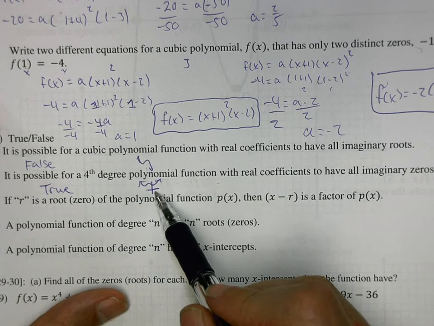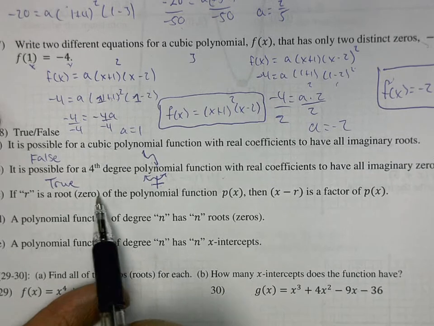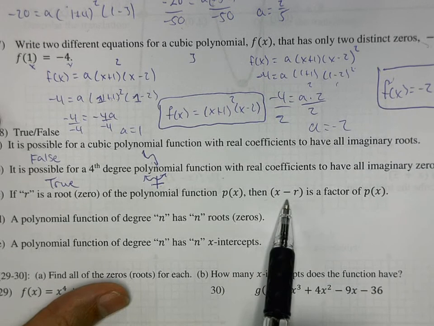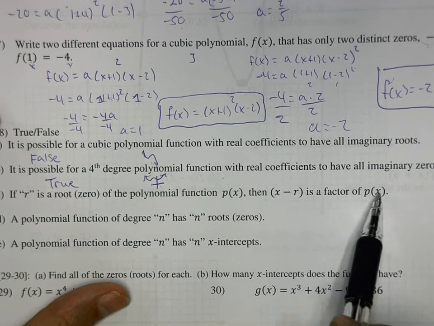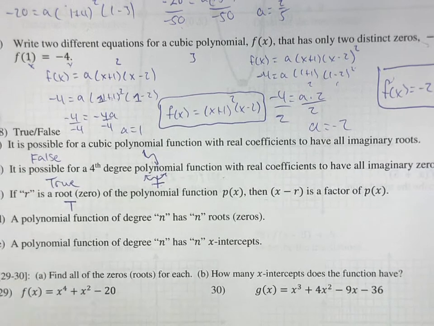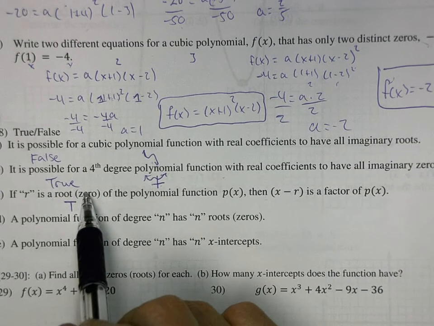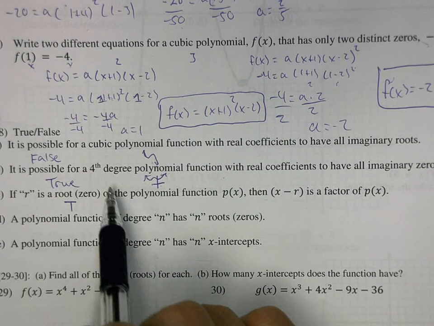For C, if r is a root of the polynomial function, then x minus r is a factor of that. That is true. If it's a 0, that means you should be able to plug it into this function, whatever the function is, and get 0.